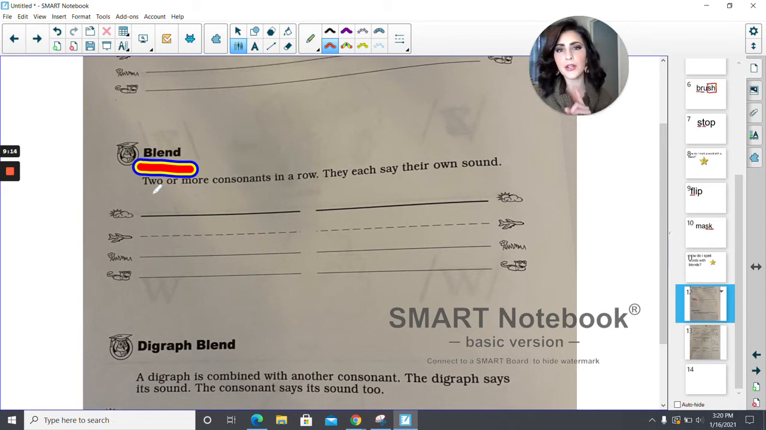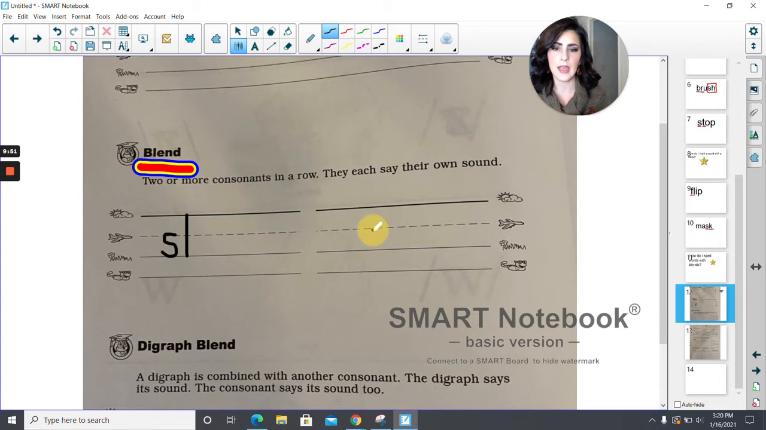So we already know our glued sounds. Those are the letters that only make one sound altogether, like S and H. Those are 2 consonants, but they make a sound together. A blend is 2 or more consonants in a row, but they each say their own sound. Okay? So what I would like us to do is write 2 examples, and we are going to do S and L. So please write S, L. Okay, so S and L is a blend.